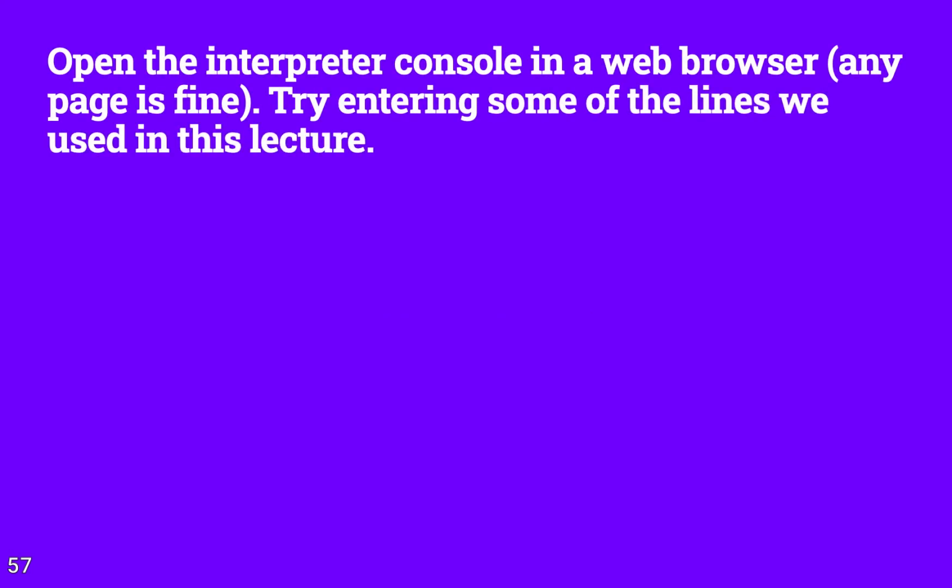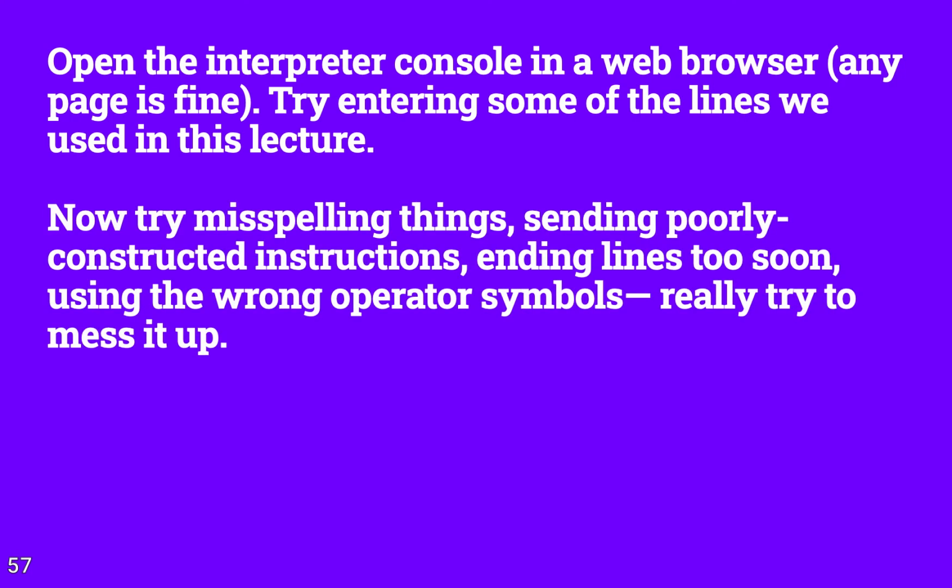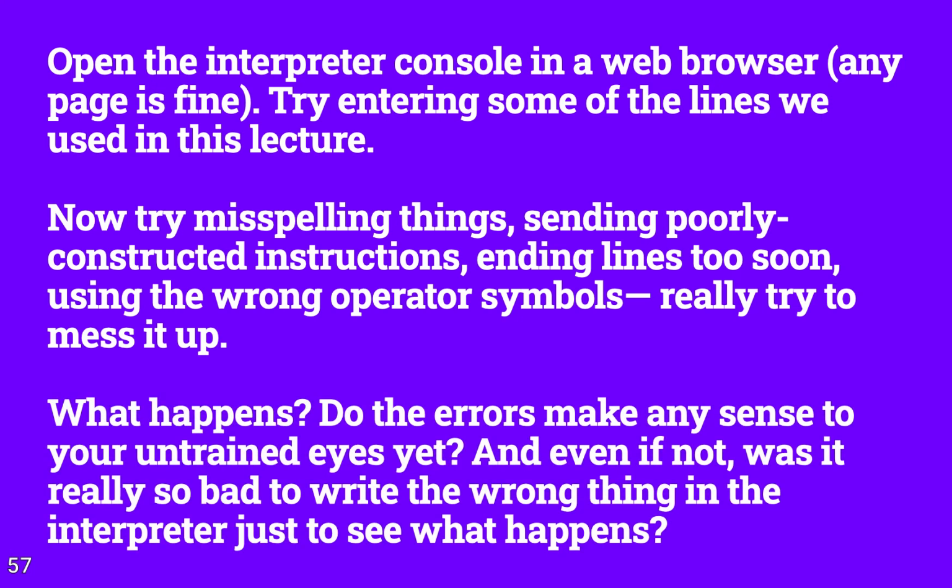Open the interpreter console on a web page. Any page is fine. Try entering some of the lines we used in this lecture. Now try misspelling things, sending poorly constructed instructions, ending lines too soon, using the wrong operator symbols. Really try to mess it up. What happens? Do the errors make any sense to your untrained eyes yet? And if not, was it really so bad to write the wrong thing in the interpreter and just see what happens?